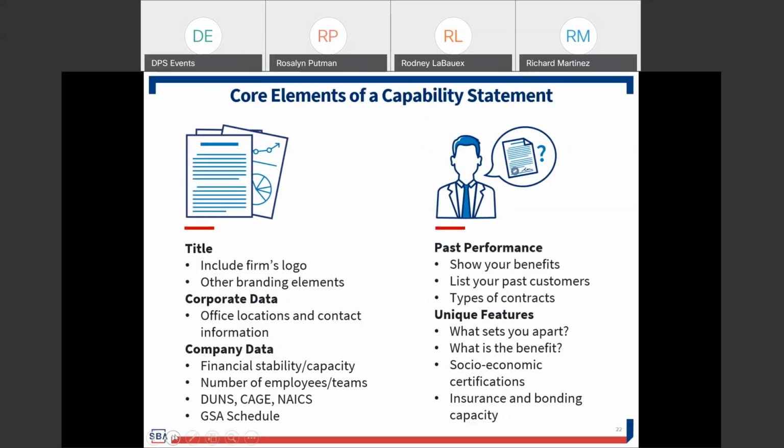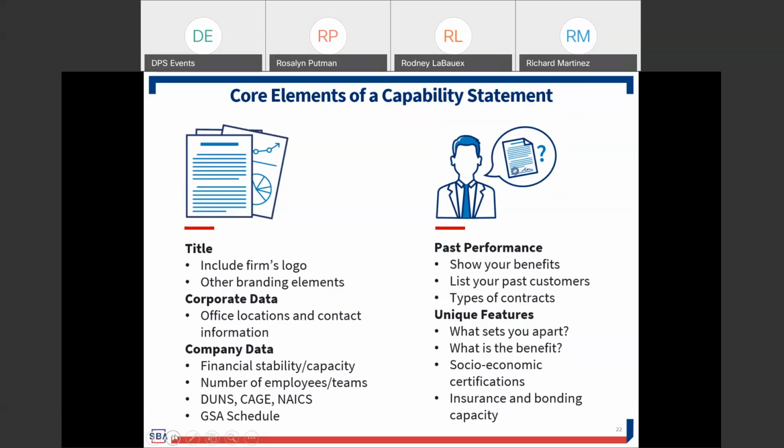You want to have a title. Include your logo on that. Have your corporate data, where you're located. Your company data should include your financial stability, the number of employees, your DUNS, your CAGE, your NAICS codes, if you're on the GSA schedule, and any past performances that you've done. Of course, you want it to be the best things that you've done.